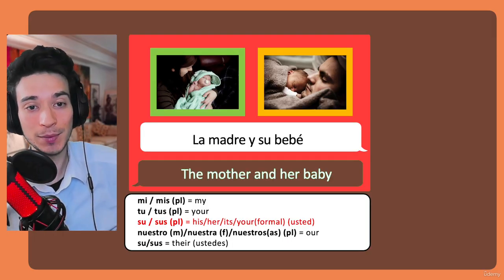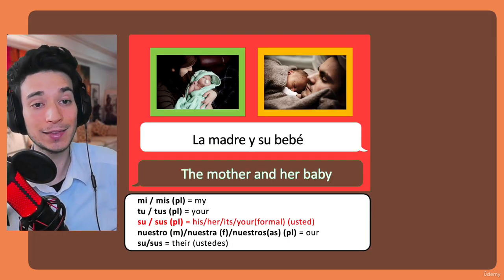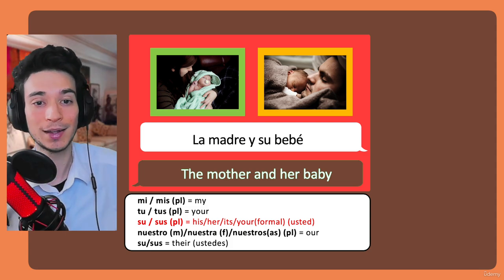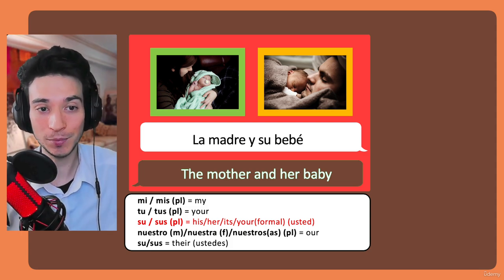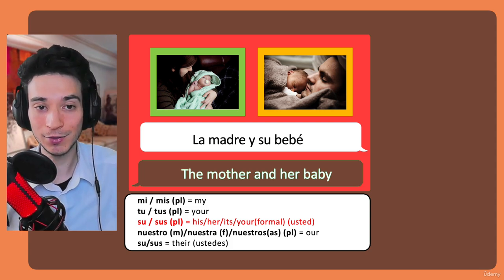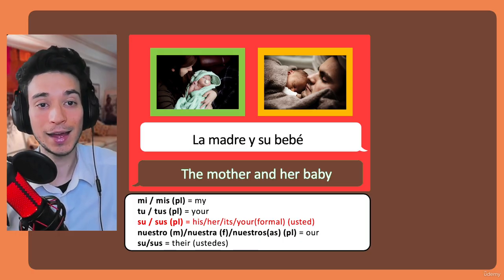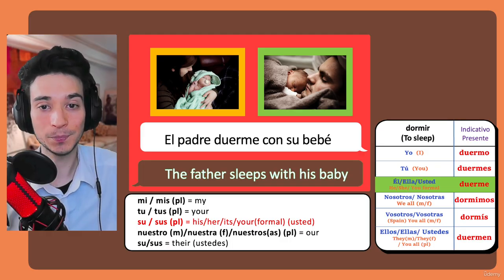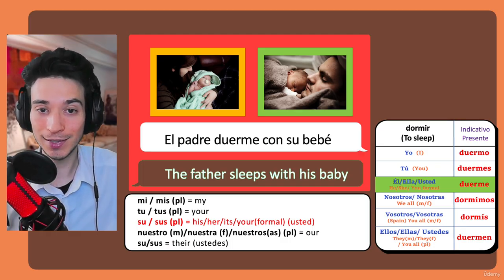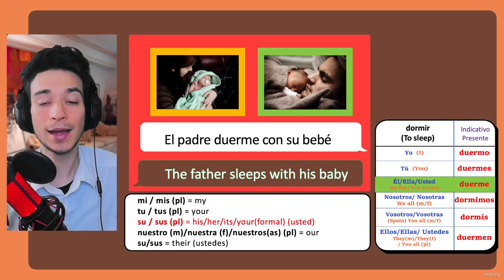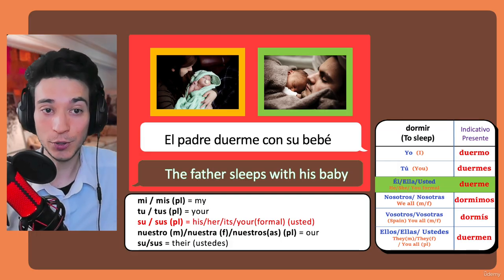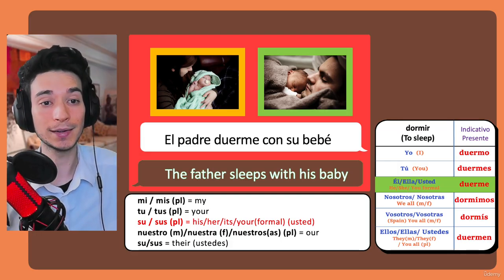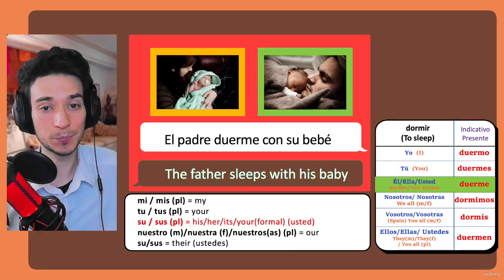The first example is la madre y su bebé. The mother and her baby. And the next one is el padre duerme con su bebé. The father sleeps with his baby. And here we have the conjugations for dormir, which means to sleep.